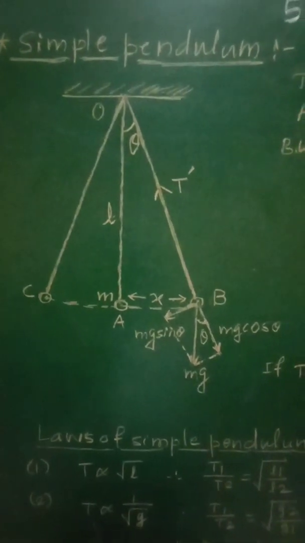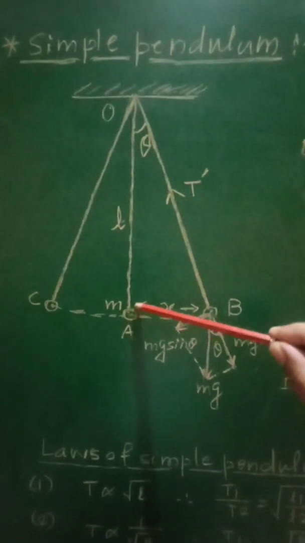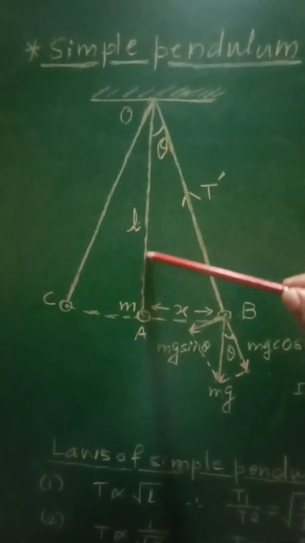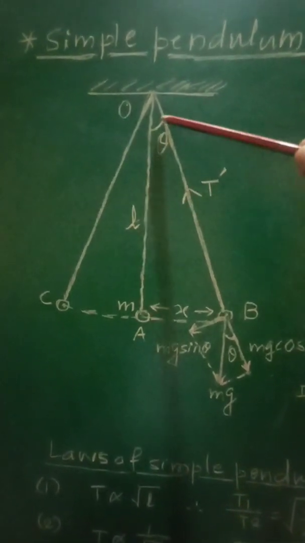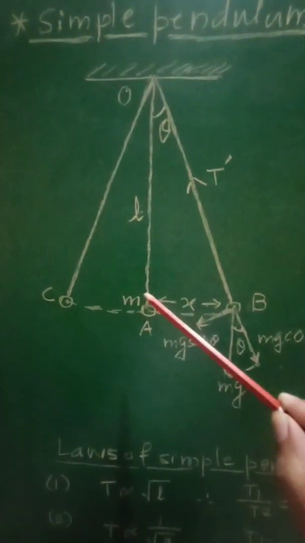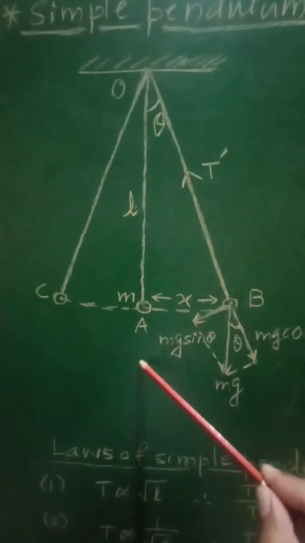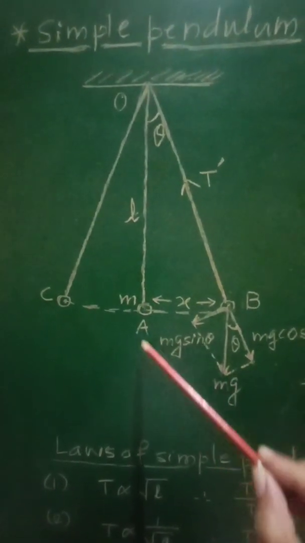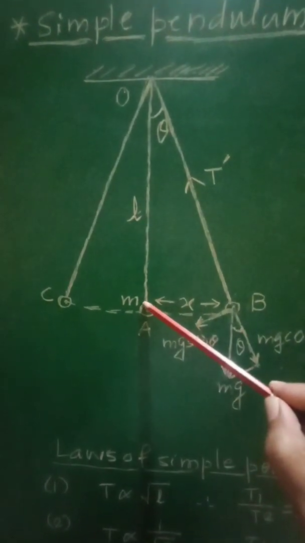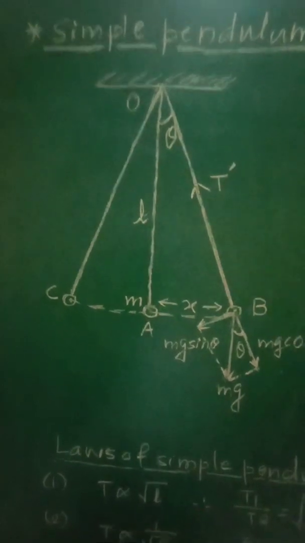Here that sphere of mass m will be suspended with the help of a light and inextensible string of length l from this rigid support O. When that bob is at its position A, at that time the weight of the bob will be acting in the vertically downward direction and the tension in the string will be directed towards the point of suspension.